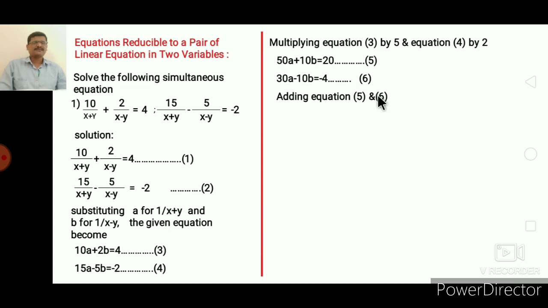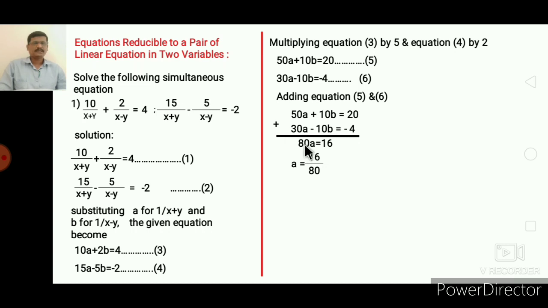Therefore, adding equation 5 and equation 6, we get 50a plus 10b is equal to 20, and 30a minus 10b is equal to minus 4. Therefore, 50a plus 30a, 80a, plus 10b minus 10b will be eliminated, is equal to 20 minus 4, which is 16. Therefore, 80a is equal to 16. Therefore, a is equal to 16 upon 80.